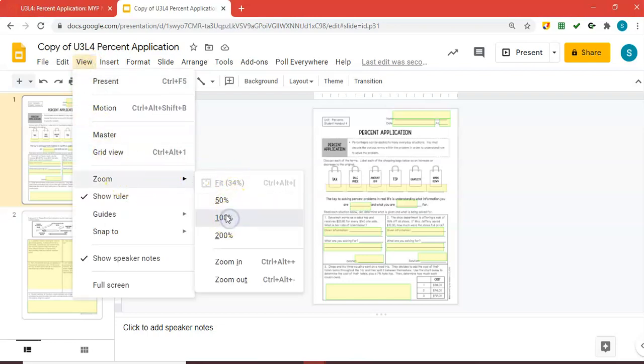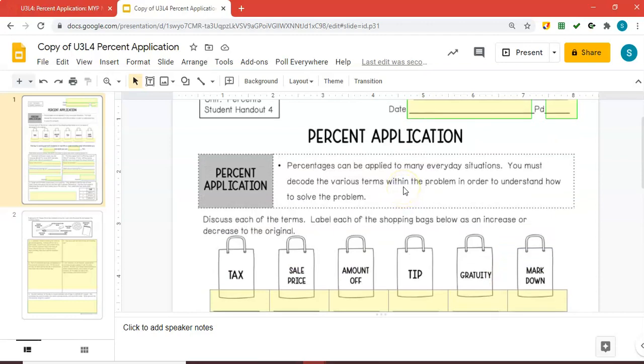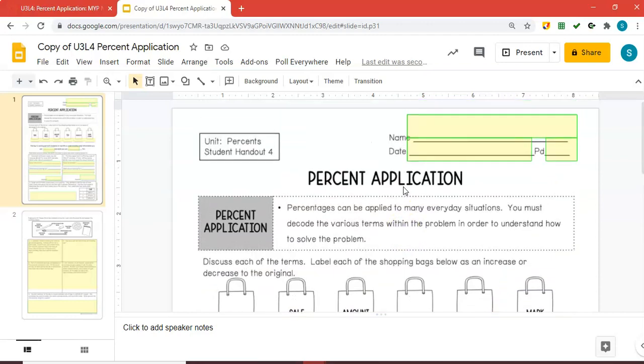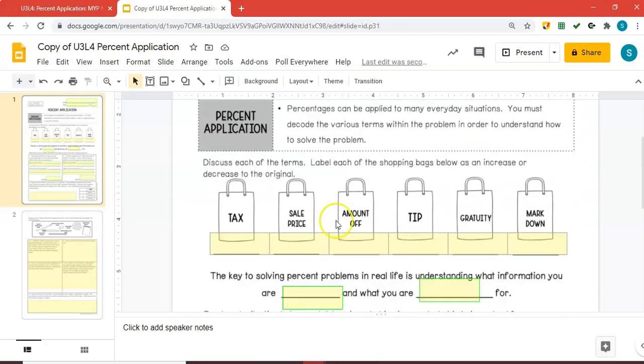One of the main focuses of a percent problem is identifying the terminology and figuring out whether the percent is an increase or a decrease. Now, percentages can be applied to many situations. You must decode the various terms within the problem in order to understand how to solve it. So we're going to look at these terms and label each of them as an increase or a decrease.